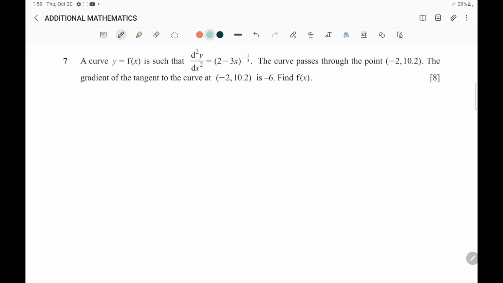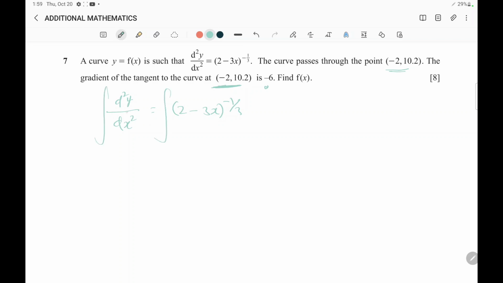Now question number 7. The curve y equals f(x) is such that the curve passes through the point. The gradient of the tangent to the curve is already given. Find f(x). That's fine, it's not at all a difficult one. First of all, this point is passing through the curve, and the gradient is given. So this is d2y over dx square, which is 2 minus 3x to the power minus 1 over 3.